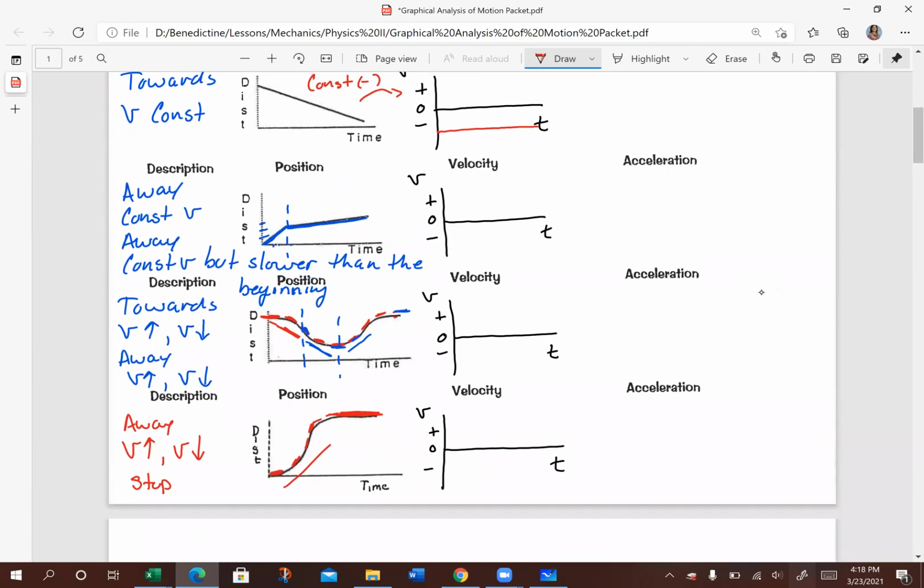Here, I'm going away with a constant velocity again, right? So that's positive because I'm going away. And at that point where I drew that dotted line, I continue going away. So I stay in the positive, but a smaller value, right? So remember, I'm getting slower. That means I'm getting closer to the 0 value.